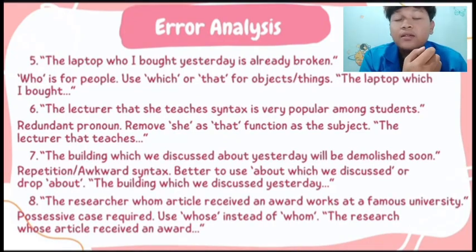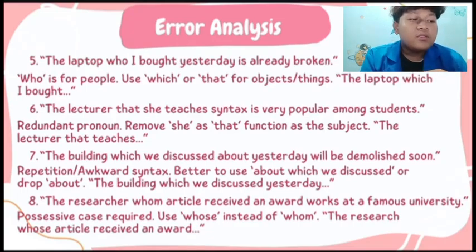Number 8. The researcher whom article received an award was at a famous university. Possessive case required. Use whose instead of whom. So it should be the researcher whose article received an award.